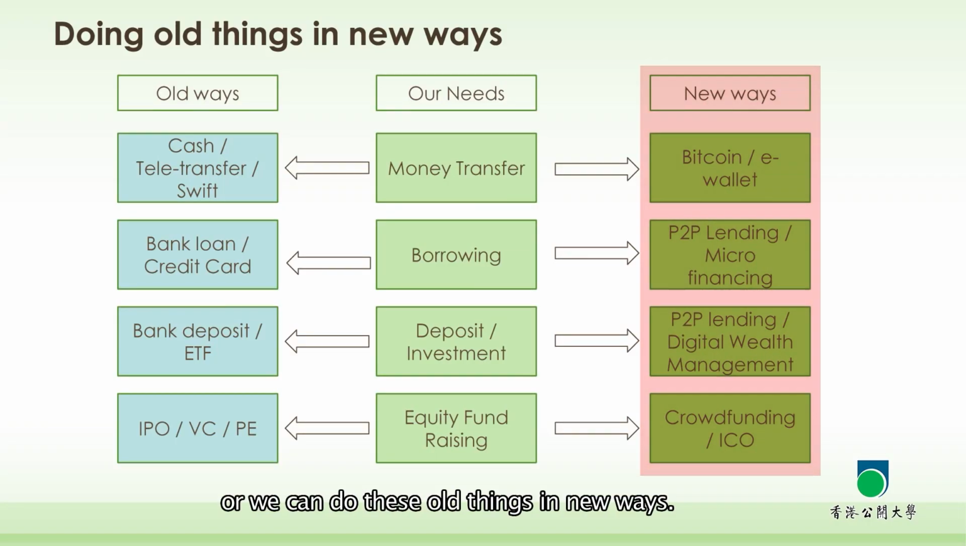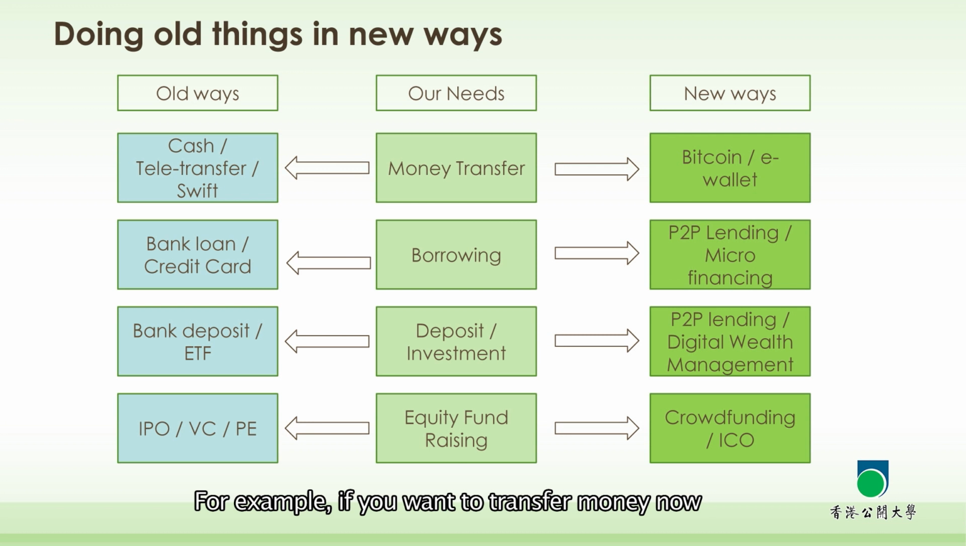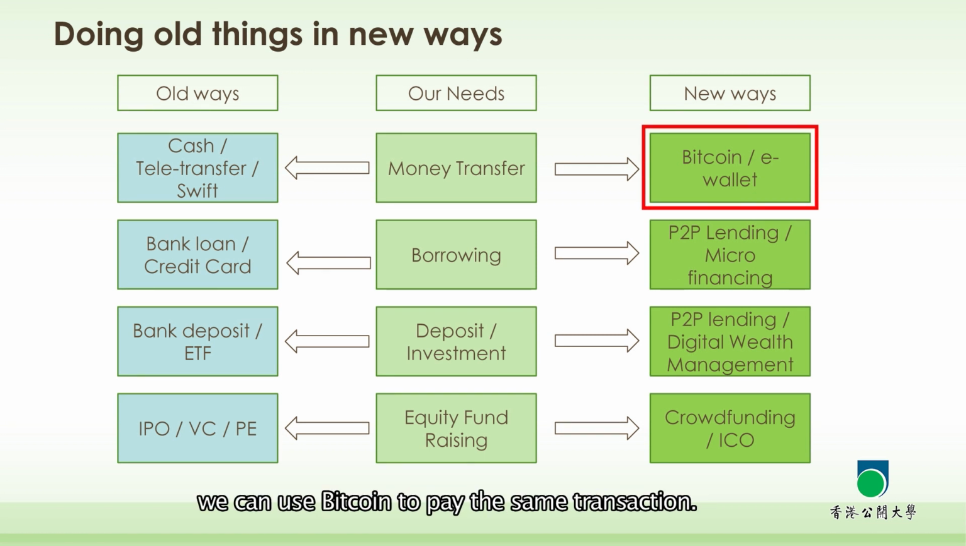But because of the technology advancement, we can do much more than that, or do these old things in new ways. For example, if you want to transfer money now, because of the technology, the Fintech, we can use Bitcoin to pay for the same transaction. We can use the mobile wallet, so you do not need to actually pay the cash or go to your bank, log in to your bank accounts to do the transfer.